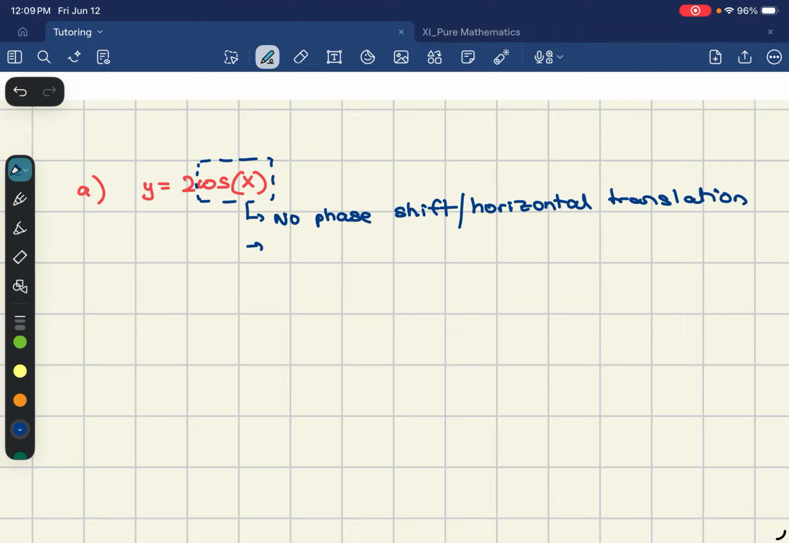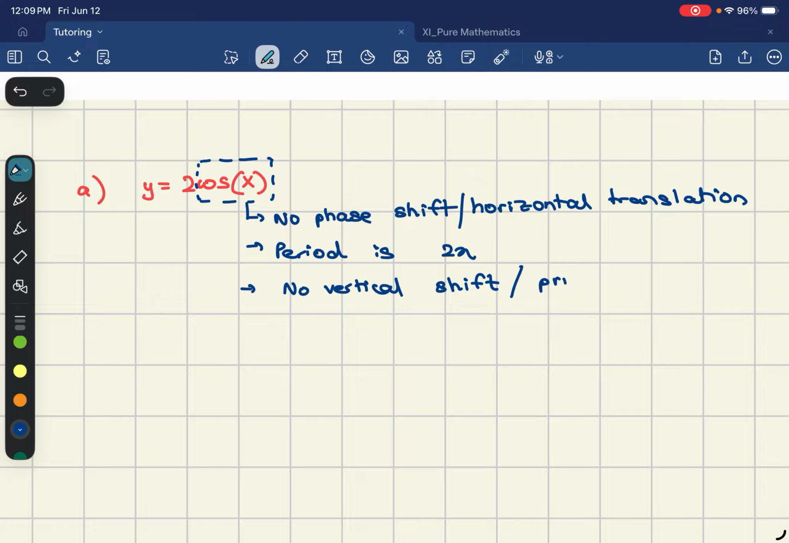The period is still 2 pi. It does not change, right? Because nothing is multiplying x, only 1. So the period does not change. What else? There is no vertical shift as well. So there's no plus c here, right? So no vertical shift. So you can always note this information down.